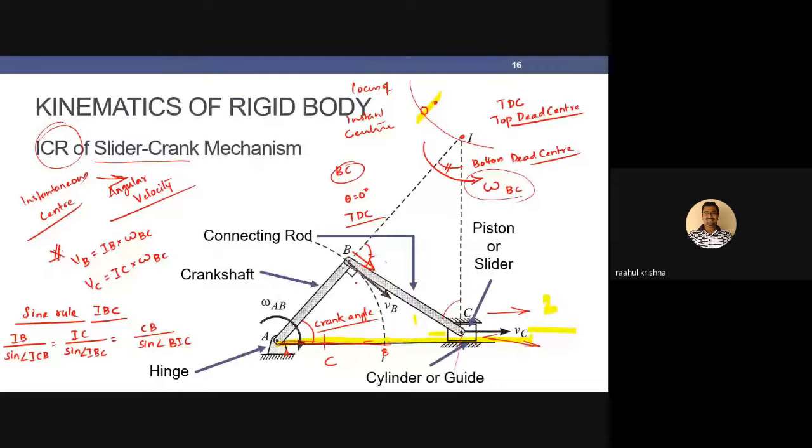Then my instantaneous center is again perpendicular to this, so that will be along the line of AB itself. Wherever both the perpendiculars intersect, that will be my instantaneous center.